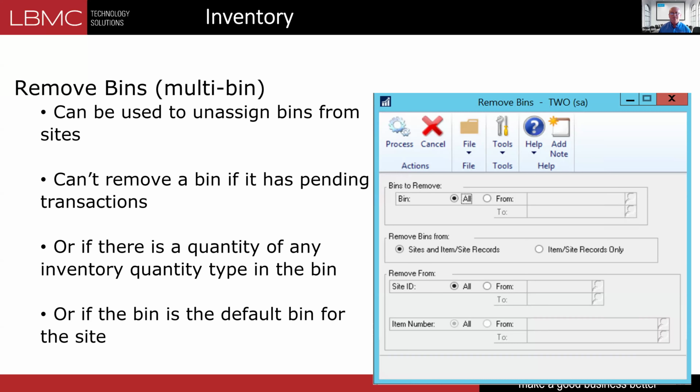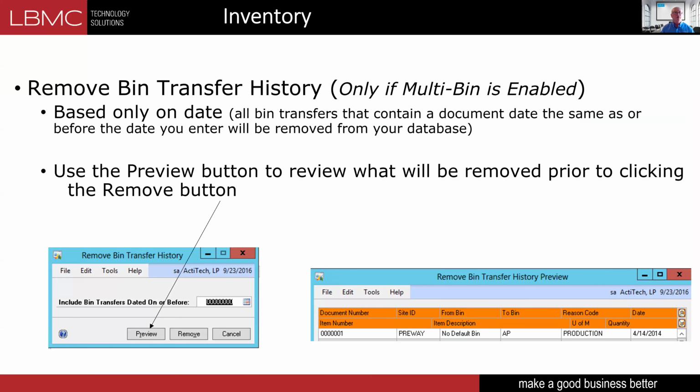And if there's a pending transaction, maybe a site-to-site transfer or a purchase coming in or a sale going out, and there's something that's still pending, unposted in the site, obviously we can't take the bin site combination away for that as well. We can remove the bin transfer history. So again, this is a multi-bin functionality feature where you do a bin to bin transfer, not a site to site, but a bin to bin within a site.